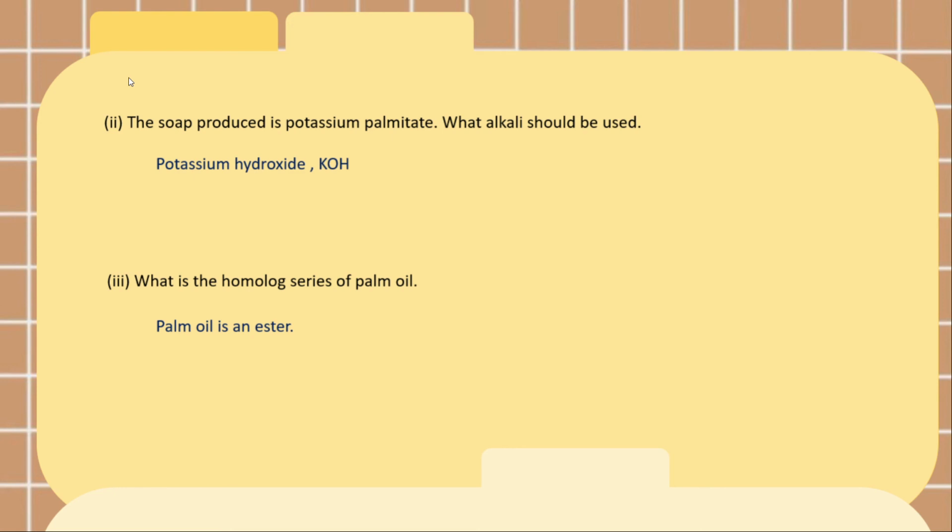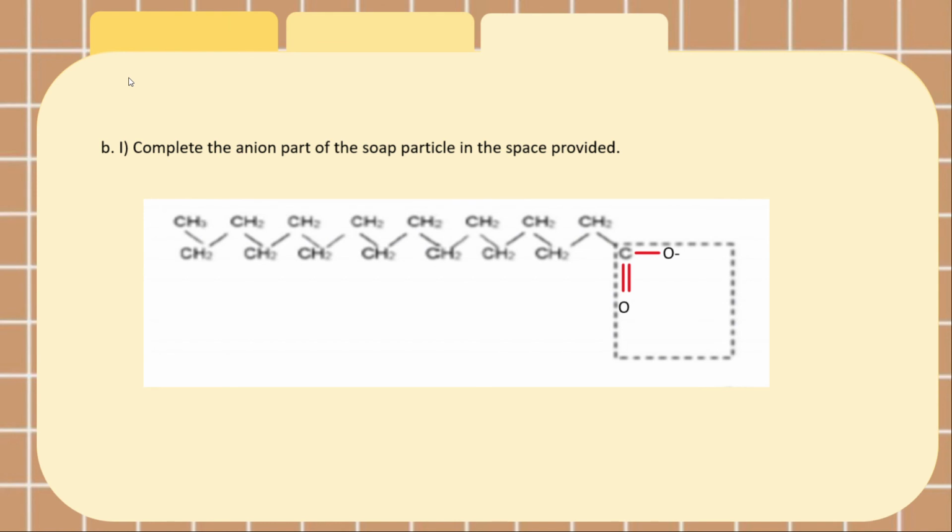Next, what is the homologous series of palm oil? Palm oil is an ester because there is fat and oil contained in palm oil. Next, for the anion part of the soap, we must draw the double bond O and the single bond.